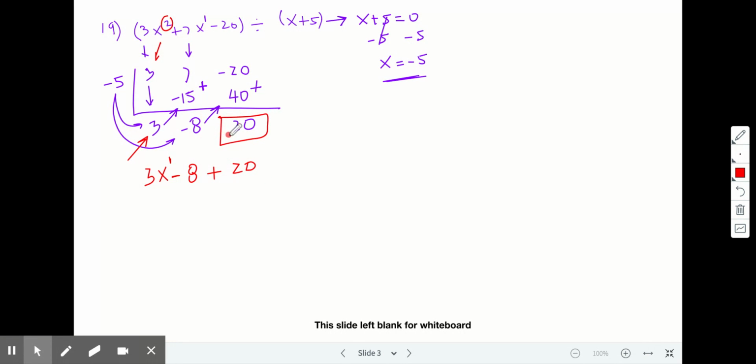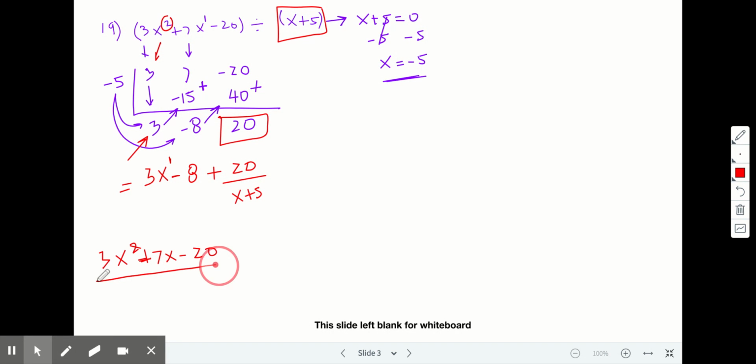Okay, how do I write the remainder? 20 divided by x plus 5. Okay, and this will be your answer. How do you write your answer? Normally, in the beginning, I'm rewriting the original problem. This is a 2, by the way. 3x squared plus 7x minus 20 divided by x plus 5. And then that's where you write your answer.